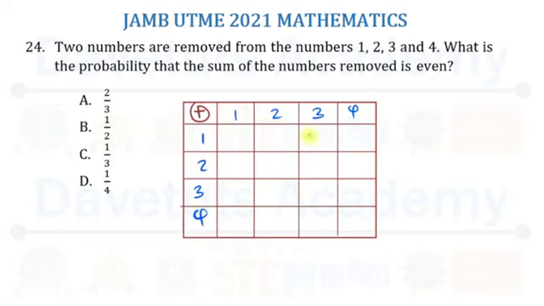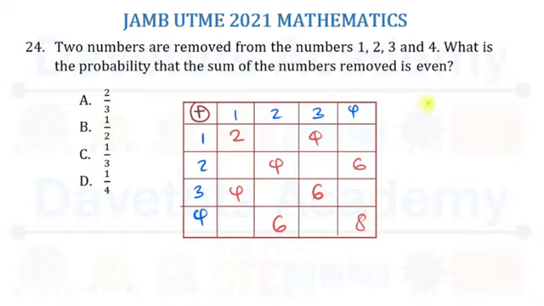Definitely 3 and 1, this will be 4. 1 and 1 will be 2. 2 and 2 will be 4. 2 and 4 will be 6. 3 and 1, okay, that will be 4. 3 and 2, no, that's not even. 3 and 3 is 6. Then 4 and 2 is 6. 4 and 4 is 8.